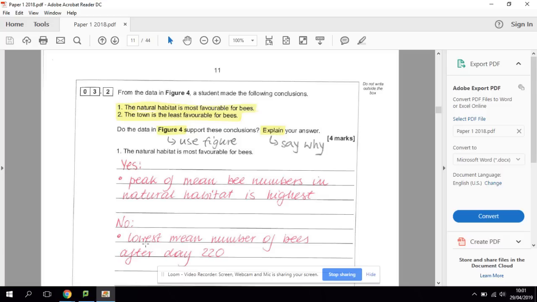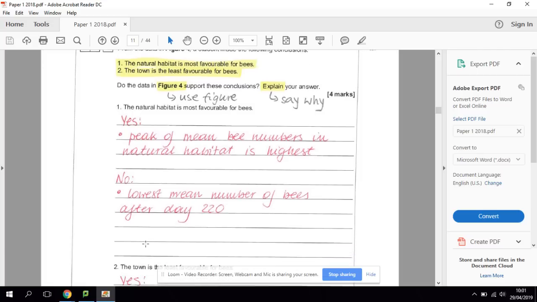So if they're asking if they support, you can come up with answers for yes and answers for no. Some of the questions will be explaining how they support. So of course, then we're only looking at the positives. So what we remember, we had mean values here. So for the natural habitat, I've given the answer for yes and given one for no.